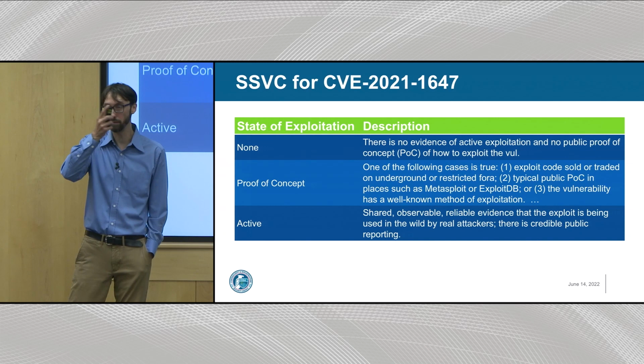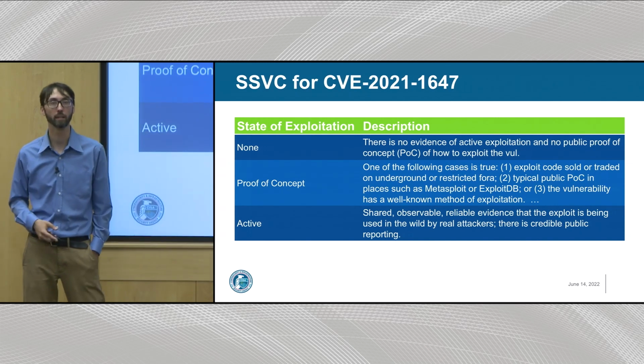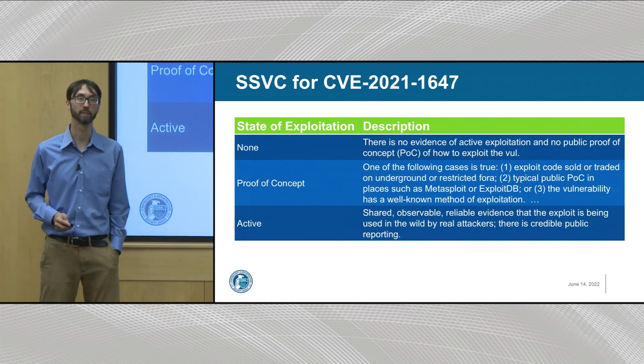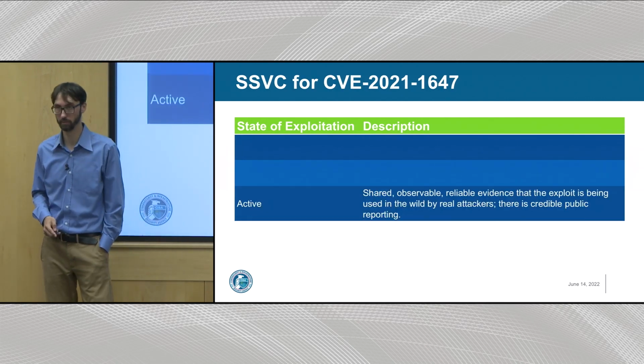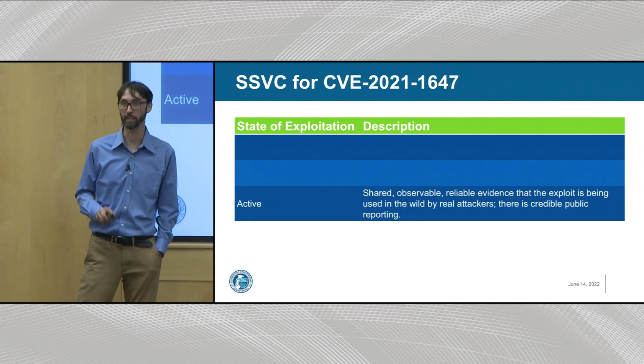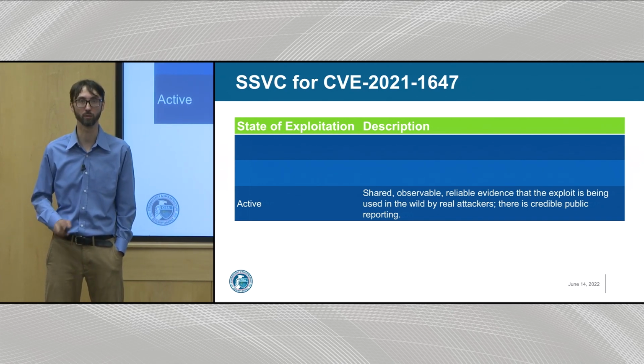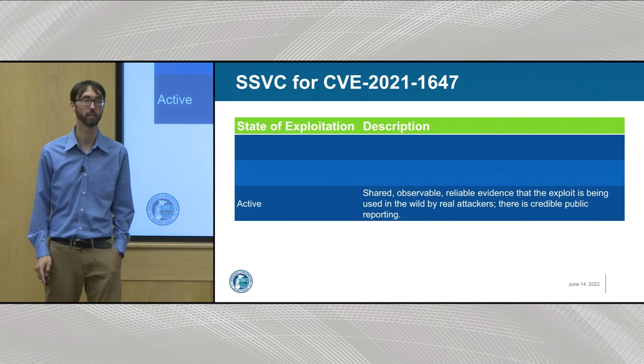So when the vendor report says that they're aware of active exploitation, that makes it pretty straightforward that the state of exploitation is active. Not too many questions here. Don't overthink it. The Microsoft vulnerability report is credible public reporting. I'm going to go forwards with that.